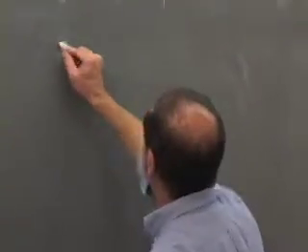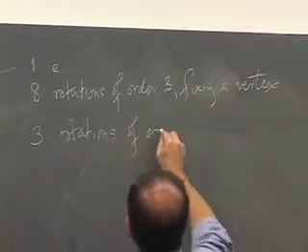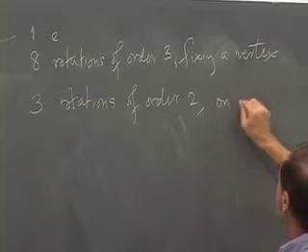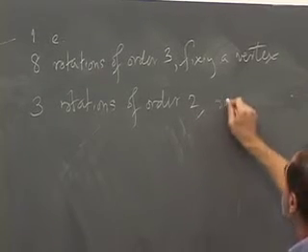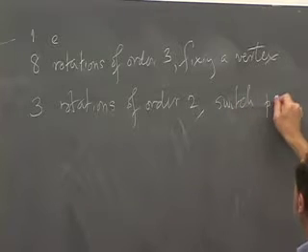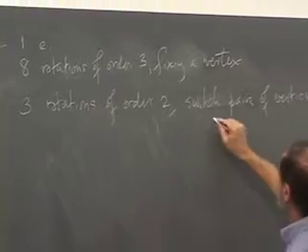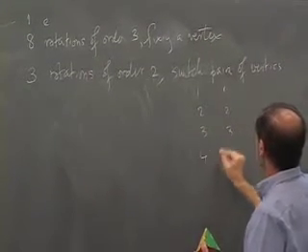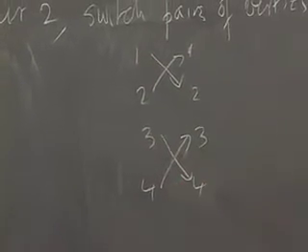And last time I said there are 3 rotations of order 2, which on the vertices switch pairs of vertices. So for example, as a permutation it might look like this. It doesn't fix anything, but it switches 2 different pairs of vertices.